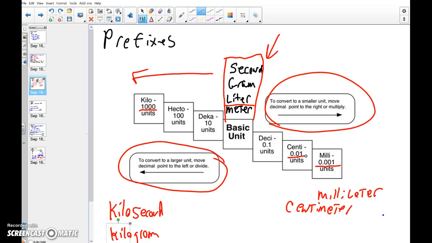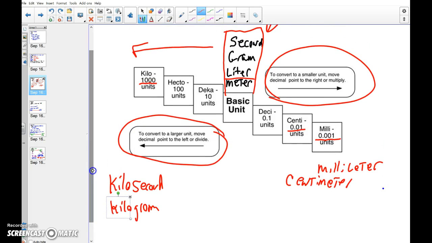So there's 100 centimeters in 1 meter. Where a millimeter is 0.001 meters. So there's 1,000 millimeters in 1 meter. And by using these prefixes, we could communicate, I'm using meter, I'm using length, but it's really small, so I'm using millimeter. Or I'm using meter, so it's length, but it's really far, so I'm using kilometer.